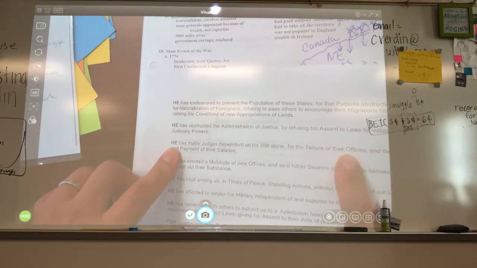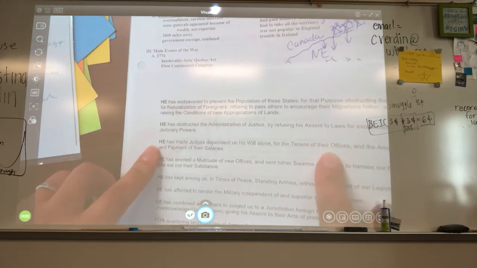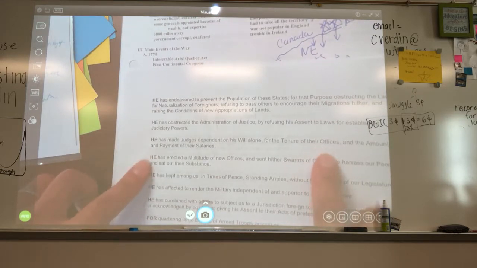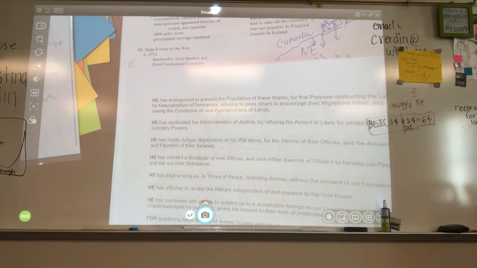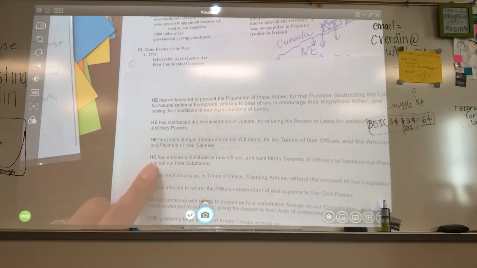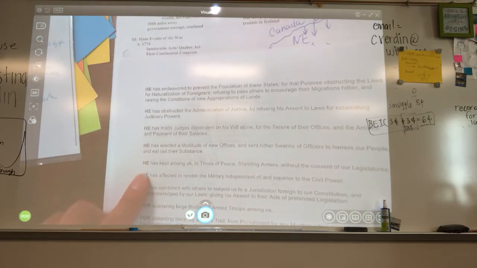He has made judges dependent on his will alone for their tenure of office and the amount and payment of their salaries. What act are they upset about, that their money is no longer paying these people? The Townshend Act, remember we did that today? Where it takes away the power of the people, which is the purse. He has erected a multitude of new offices and sent hither swarms of officers to harass our people. Who are these swarms of officers who are harassing people? The tax collectors.